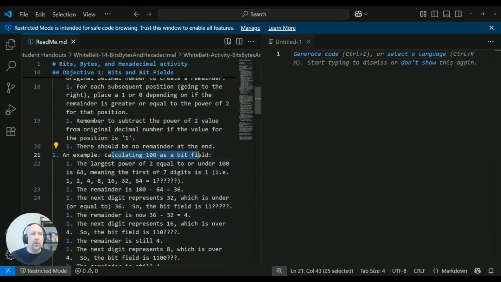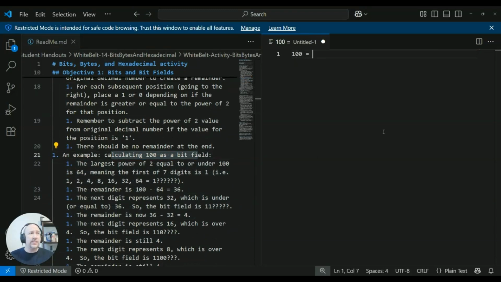We want to calculate 100 as a bit field. So 100 in decimal is what as a bit field? That's what we need to figure out. To do that, we're going to arrange the powers of 2, from largest to smallest. I'm going to go up just a little bit above 100. So the largest power of 2 is 128, and then 64, 32, 16, 8, 4, 2, and 1.